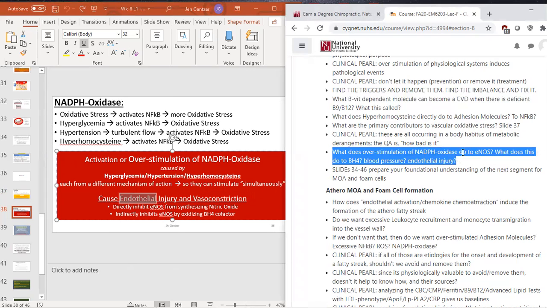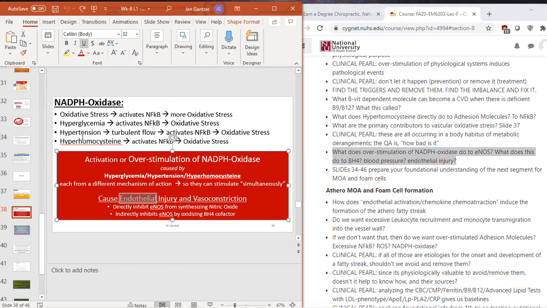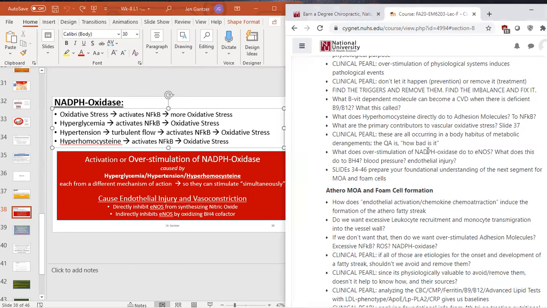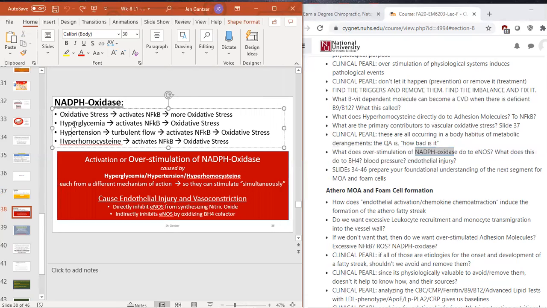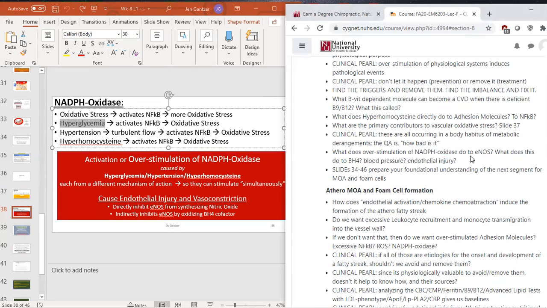So NADPH oxidase, you don't fix NADPH oxidase. You fix the sources that are causing it. You don't fix this. The NADPH oxidase is just there. Just like your nuclear factor kappa B, you want to down-regulate the rate and the amount of it being expressed by changing the different disease states and metabolic imbalances and sources that overstimulate it.